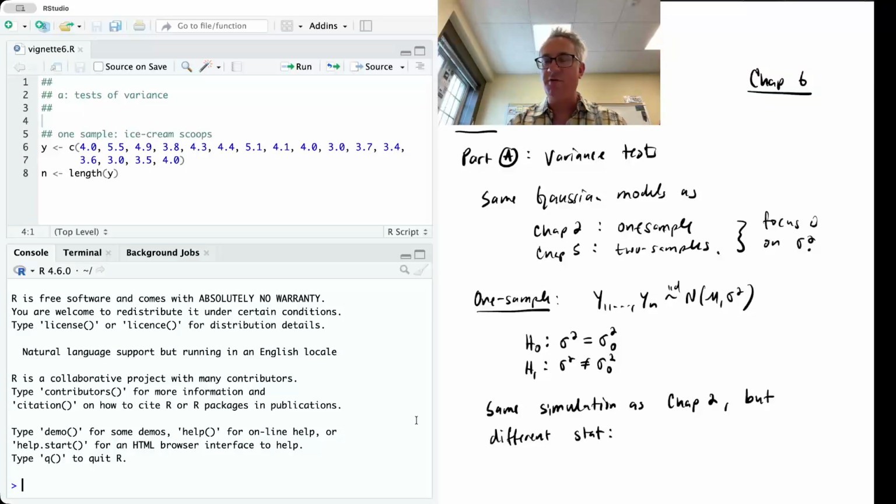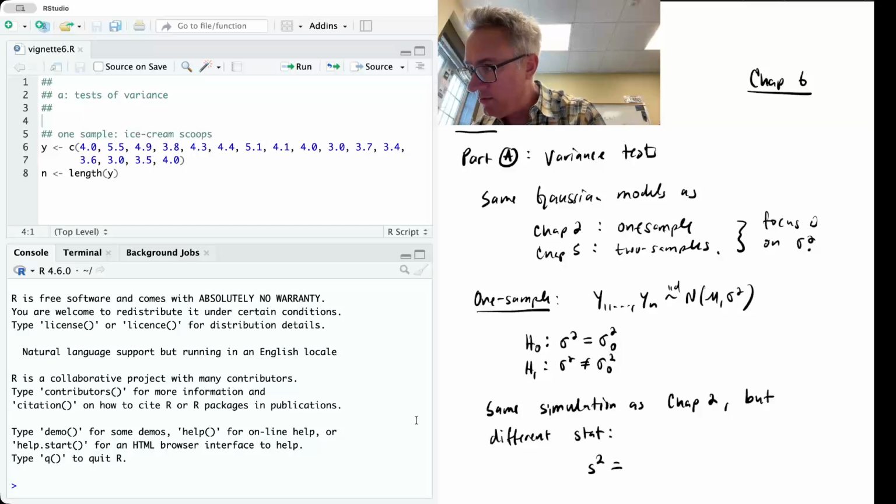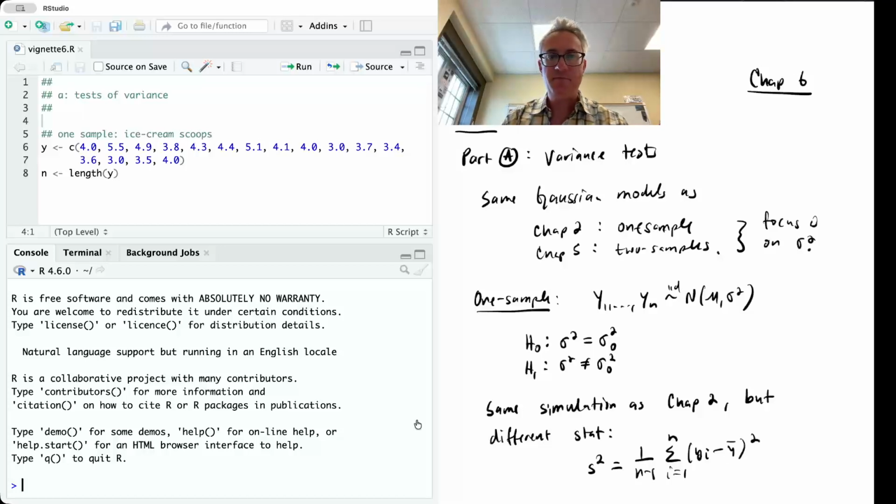In chapter 2, we focused on the mean. That's mu, and we estimated the mean with y bar. Now our focus is on sigma squared, and our estimate from chapter 3 is s squared. Actually, instead of mu hat, we can just write y bar. Okay, so that's our setup. We have the same model generation, so we're going to have the same simulation, but we're going to calculate a different statistic in that simulation.